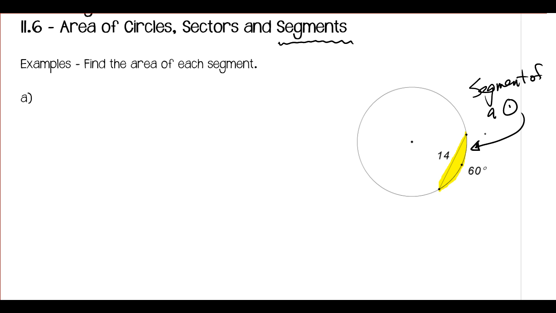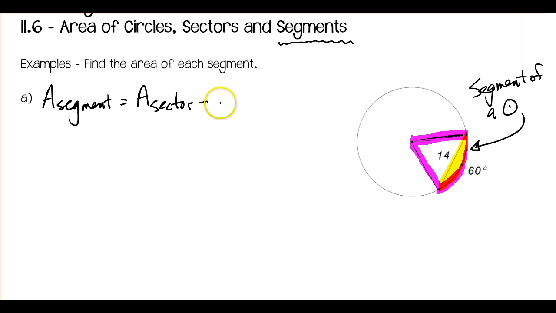So in order to do this, what we want to do is draw in two radii. If I can find the area of this whole sector, and then subtract out the area of that little triangle in there, I'll be left with the yellow crust. So to find the area of the segment, it's going to be equal to the area of the sector minus the area of the triangle.